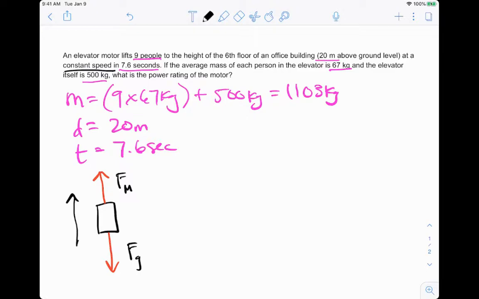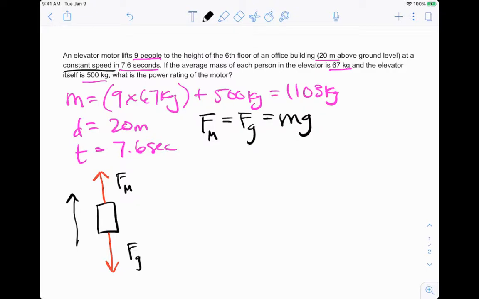So since it's a constant speed, we know that forces are balanced. That means that the force of the elevator motor will be equal to the force of gravity, which we know is mass times acceleration of gravity. So because of this, we're going to end up using this in our power equation.